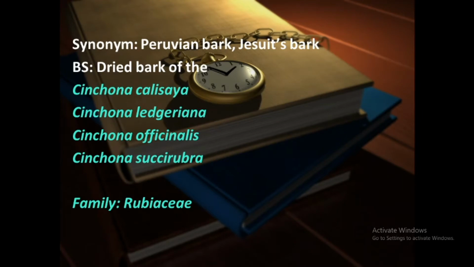This cinchona bark is also known as Peruvian bark and Jesuit bark. These are the dried bark of the different varieties like Cinchona calisaya, Cinchona ledgeriana, Cinchona officinalis and Cinchona succirubra belonging to family Rubiaceae. The most important point is that the family of cinchona is Rubiaceae.